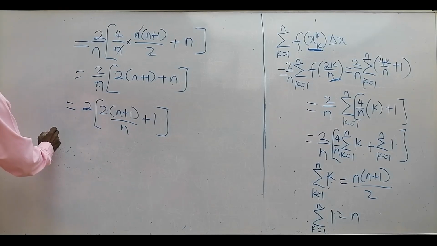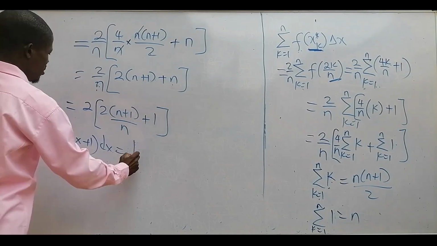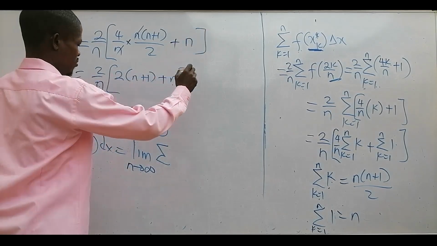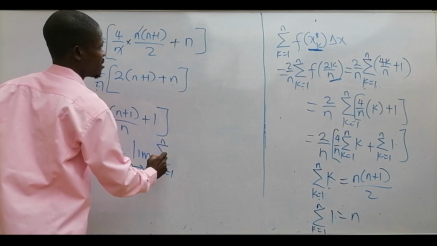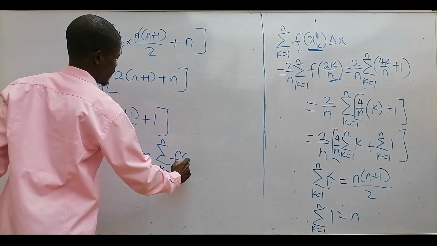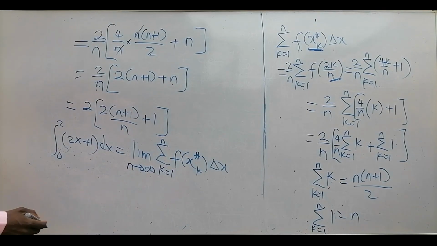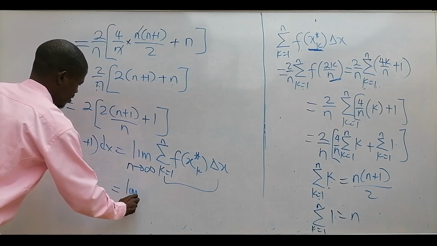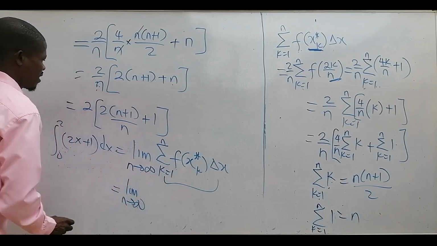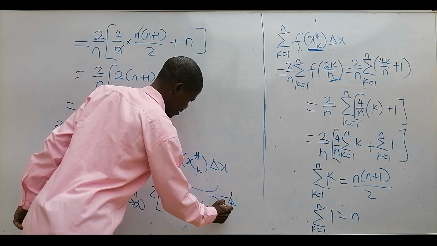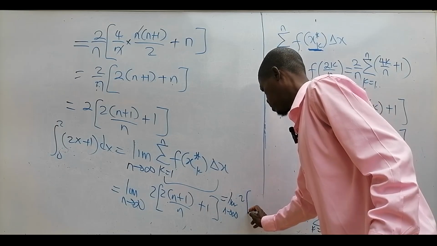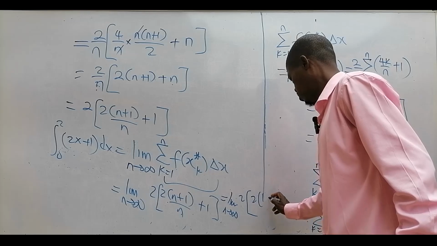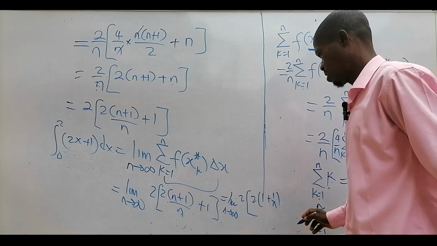So on the final note, we have the integral of our question, limit as n tends to infinity. What do we have there? Sigma from k equal to 1 to n of f of this. Okay, and already we've gotten the value for this. That will be equal to the limit as n tends to infinity, put the value there, 2 into brackets, this will be n over n, that's 1, plus 1 over n. Okay, and then plus what?